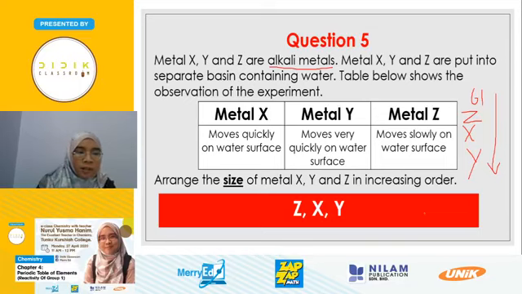I don't recommend students answer like Z dash X dash Y. You had better put Z, comma X, comma Y. Yes, increasing order means from small to big.